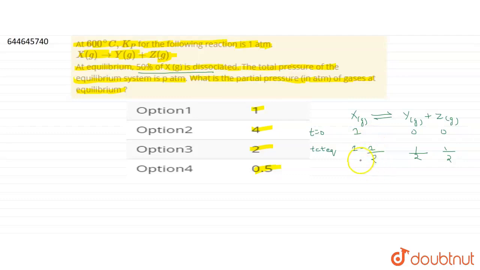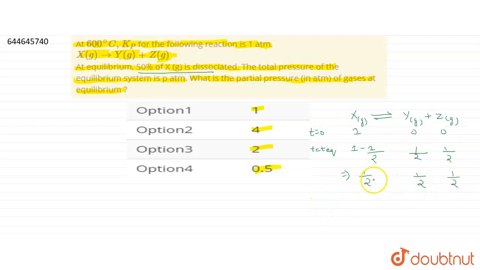So left X will be 1 minus 1 by 2. And if 1 by 2 moles are dissociated, then Y and Z will be formed in the same amount, that is 1 by 2 and 1 by 2, because the stoichiometric coefficients of Y and Z are 1. This is how we write the moles at equilibrium. So the moles will be 1 by 2, 1 by 2 and 1 by 2.